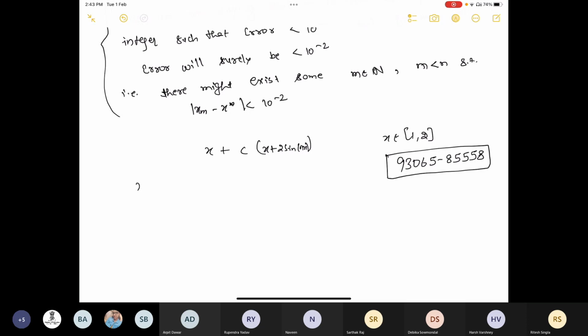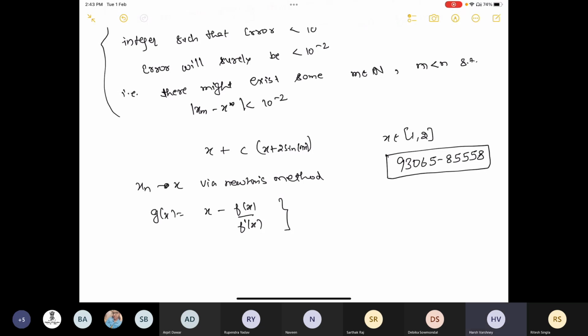If I'm saying that some xn is converging to x via Newton's method, that's what you're saying. So you can just define g(x) to be x minus f(x) upon f prime x, right? Yes, sir. So you can surely start with that.